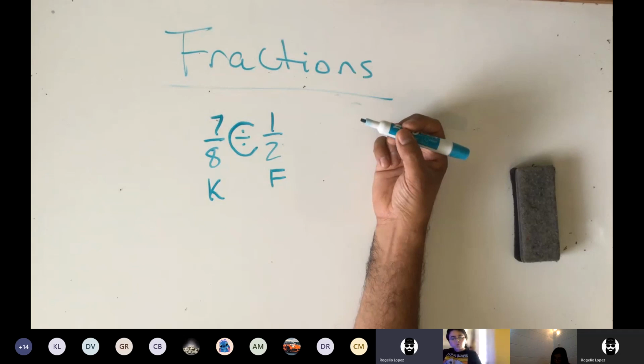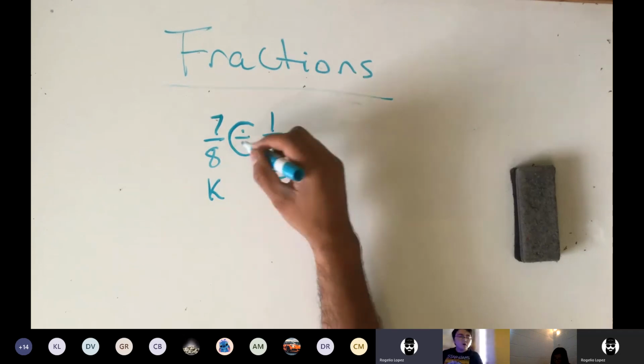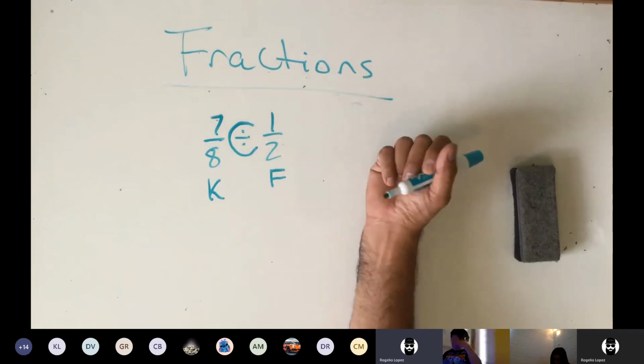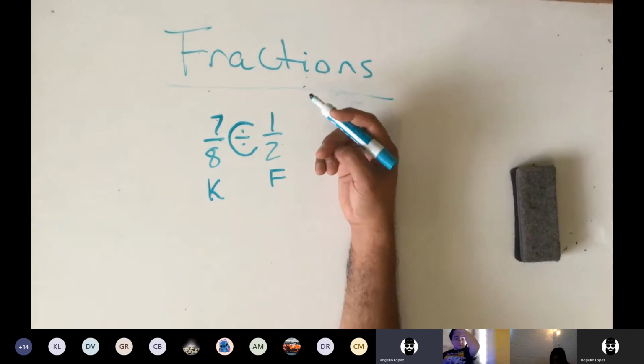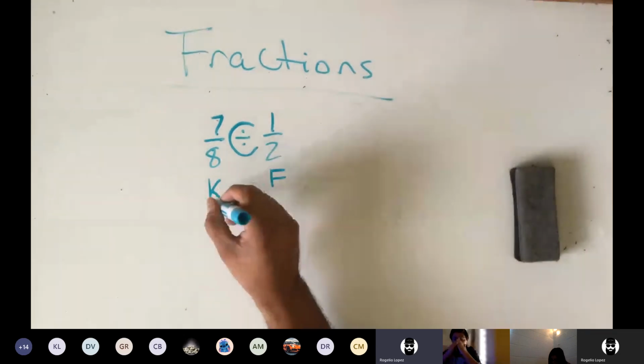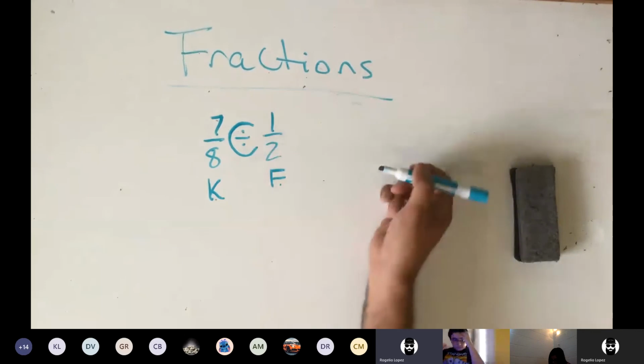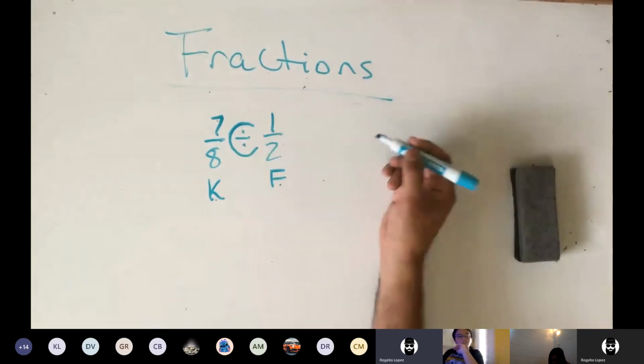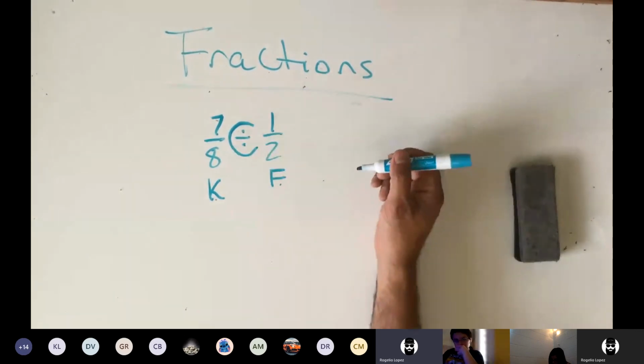I don't know if you saw this last year with the KCF or KFC. I usually call it KFC because it's easier to remember. So KFC, just like Kentucky Fried Chicken, you keep the first fraction, you flip the second fraction, and you change the division to multiplication. Okay?